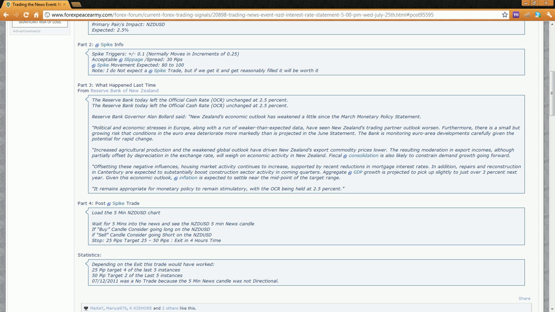Now, the idea was to load the 5 minute New Zealand US dollar chart, wait for 5 minutes into the news, and see the New Zealand US dollar 5 minute news candle. If it was a buy candle, consider going long, and if it was a sell candle, consider going short. And the target was either 25 or 50 pips. So now let's see what actually happened.